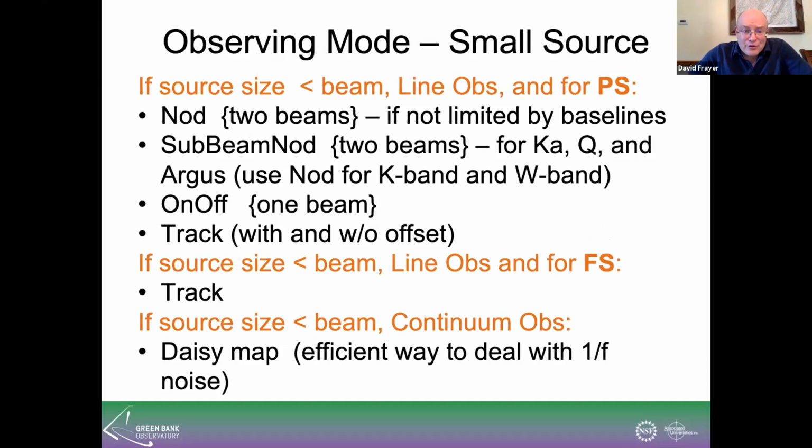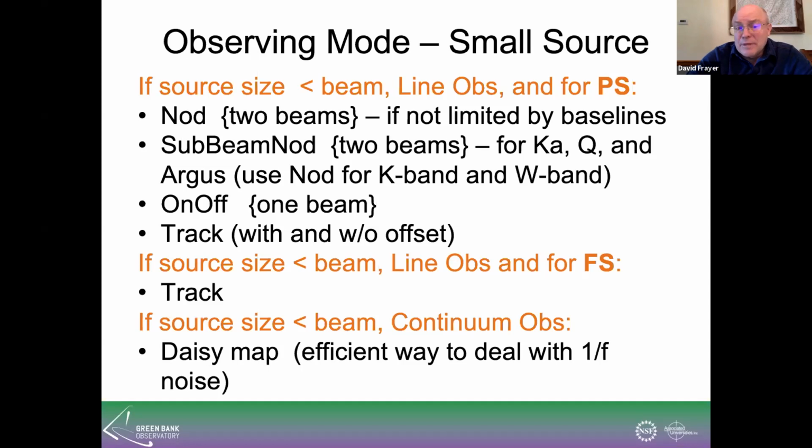And for Ka, Q, and Argus, you can actually use SubBeamNod if you have a point source. And we recommend for K band and W band to use nod, and that's because the two beams there are widely separated. The SubBeamNod works for small movements of the subreflector, but not for large movements of the subreflector. So that's why it works for Ka, Q, and Argus, but not for K band and W band.